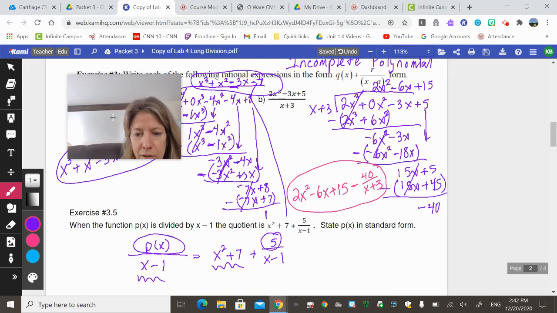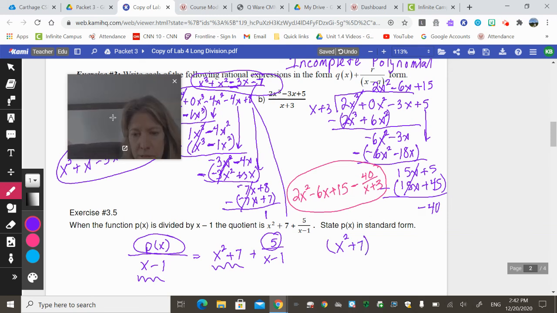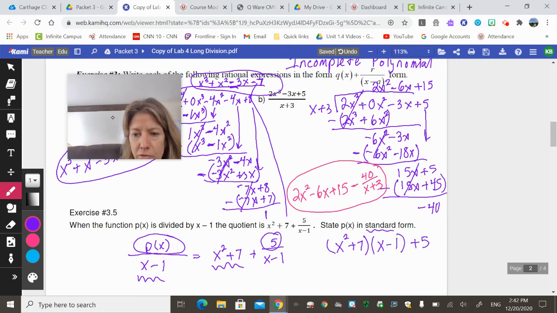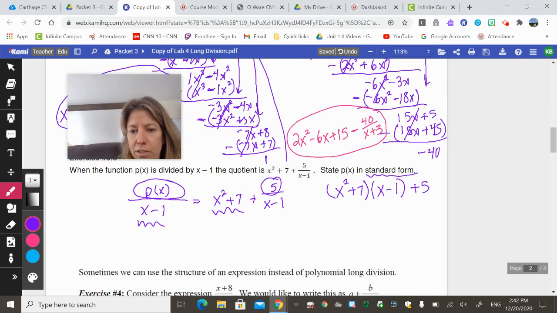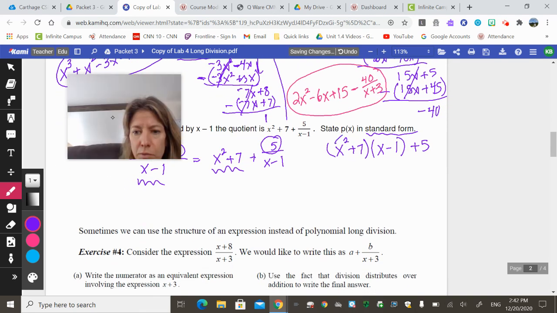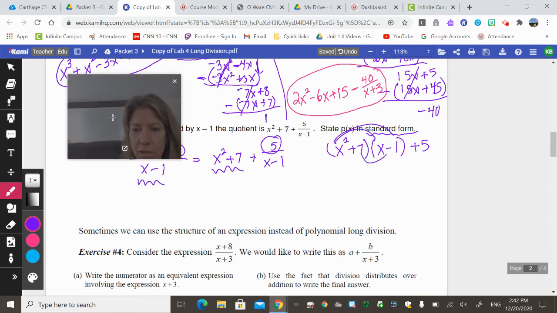We're going to take our divisor and our quotient. Okay, I'm going to write the quotient first. So x squared plus 7 times the x minus 1, and then add 5. And it wants it in standard form. So I can't just leave it like this. I have to go ahead and double distribute and combine like terms to put it in standard form.